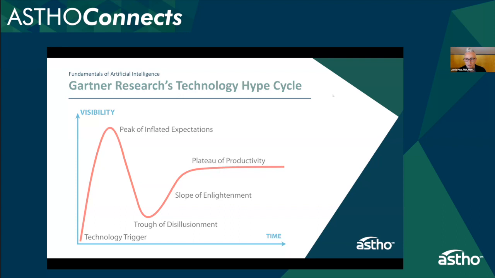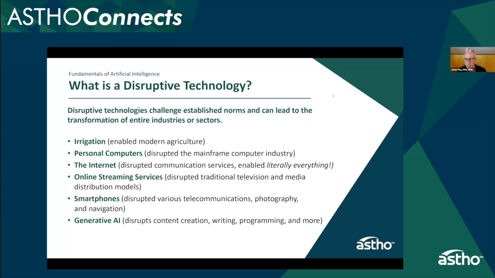Now, AI is a potentially disruptive technology. And if you've not heard that term before, a disruptive technology is something that challenges established norms and can lead to the transformation of entire industries or sectors. Think about things like this, the onset of irrigation used in agriculture, which allowed us to grow food in places where we couldn't before. Personal computers came along and disrupted the mainframe computer industry and gave local computing power to individuals. The internet disrupted lots of things, communication services, and as we like to joke, enabled literally everything.